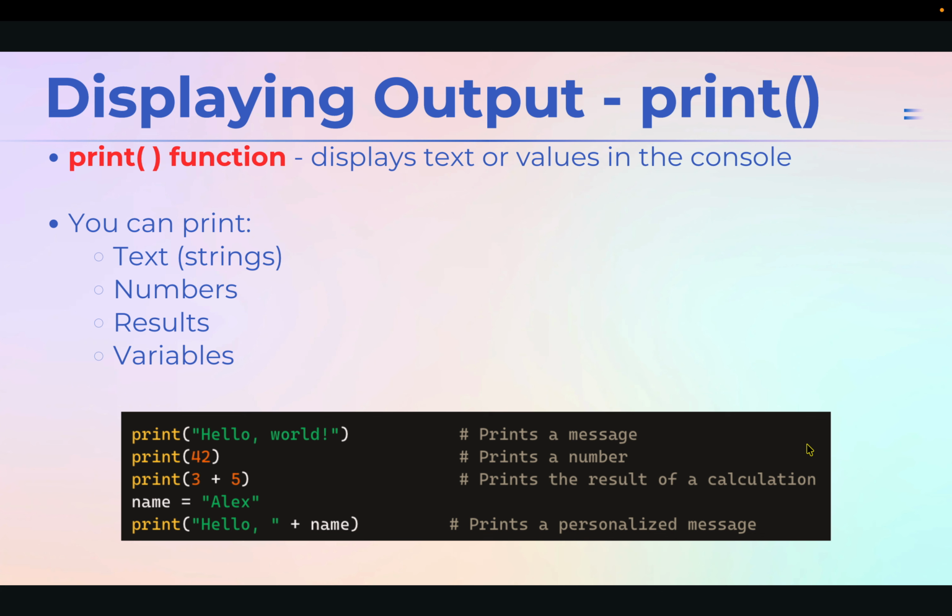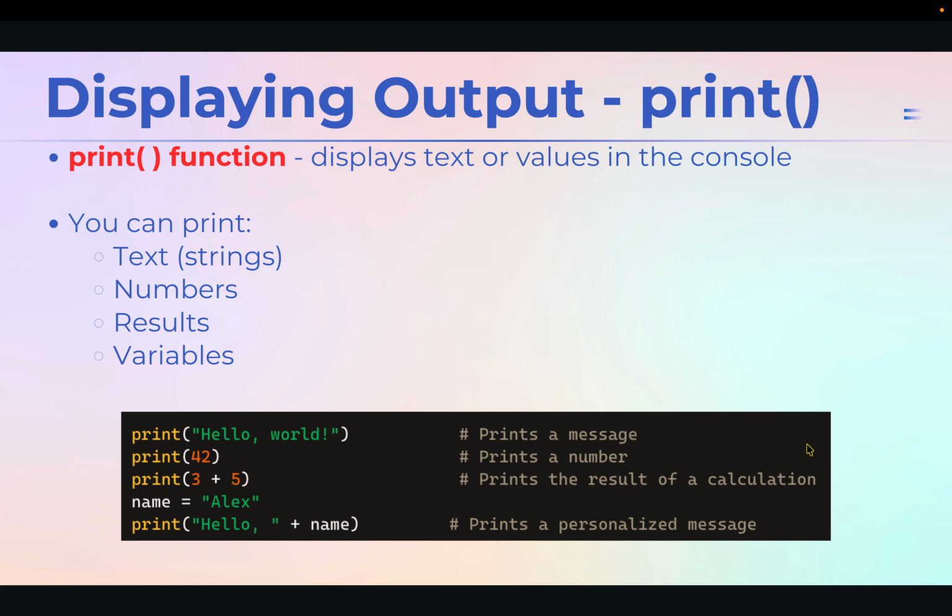So if you look in the picture, there are different ways of printing, and you see the comment next to it is pretty much telling you exactly what's going on. So here it's saying print hello world, so it would print out hello world to the user. Print 42 would literally print out just 42. Print 3 plus 5 would pretty much print like a calculator, so it would print out the response to 3 plus 5.